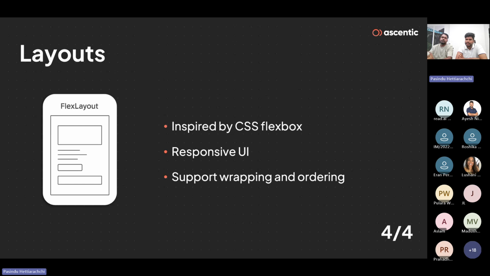This is inspired by CSS flexboxes. Okay, I'll explain it with an example. Let's say you have a row, and in the row you can have five child components. If one child component has bigger content and needs more space, then it will expand, and the other four child elements will adjust their size. So this is really good for responsive UIs.